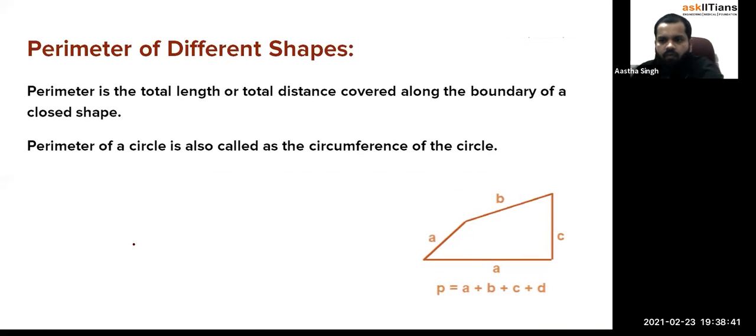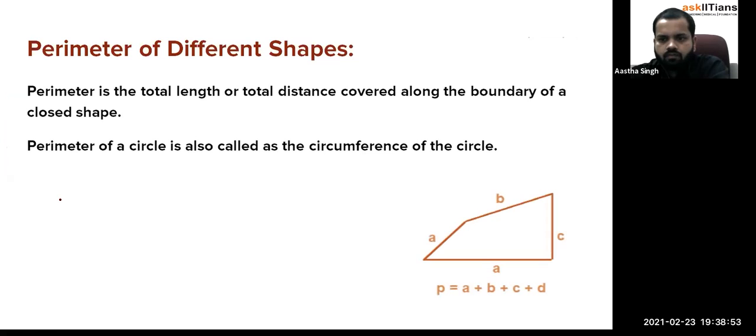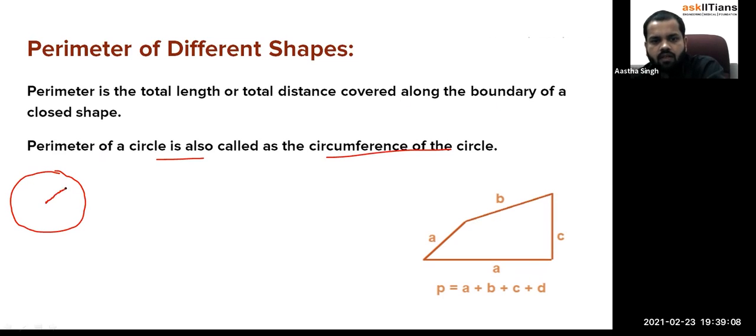So, perimeter of different shapes. We were discussing the perimeter of different shapes. Perimeter is the total length or total distance covered along the boundary of a closed shape. The perimeter of a circle is also called the circumference of the circle. So what is the perimeter of the circle?